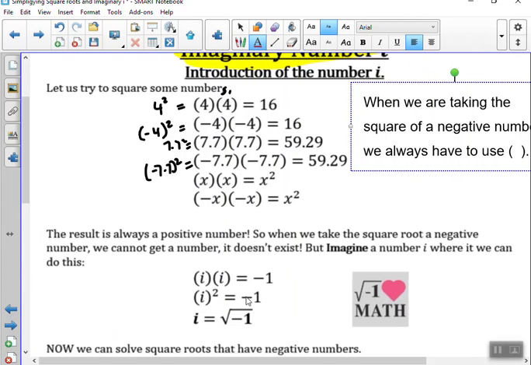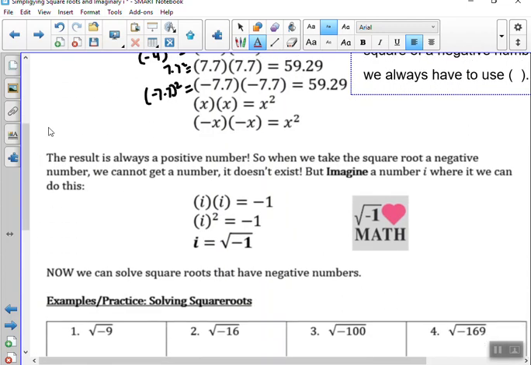So this is where the imaginary number comes in. It says here the result is always a positive number. So when we take the square root of a negative number, we cannot get a real number back, right? Because if I say, what is the square root of negative 9? We can't. It's always going to be a positive, okay? So this is where they came up with the imaginary number. But imagine a number i where it can do this. Let's say you take a number i and multiply it by itself, and you get negative 1. You get a negative answer.